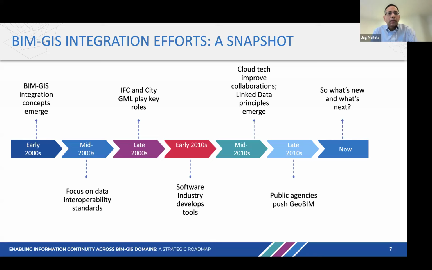IFC and CityGML, from buildingSMART and OGC respectively, played very key roles in trying to bring that data together in the late 2000s. And in the 2010s, the software industry adopted some of these standards and started developing tools to bring the data together. That really spurred some of the growth and momentum. And as I mentioned earlier, cloud technology improved the collaborations. Linked data principles, where you link data from different data models wherever they might exist, are becoming very common today to link information across various data domains. And by the mid 2010s, that started to take shape.